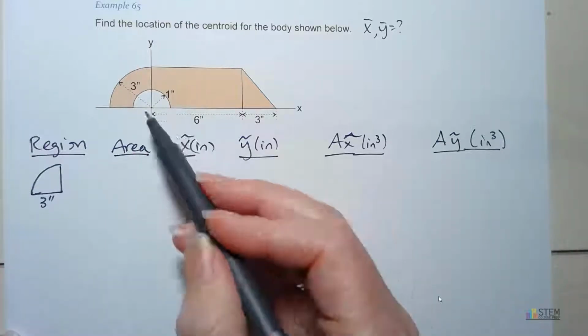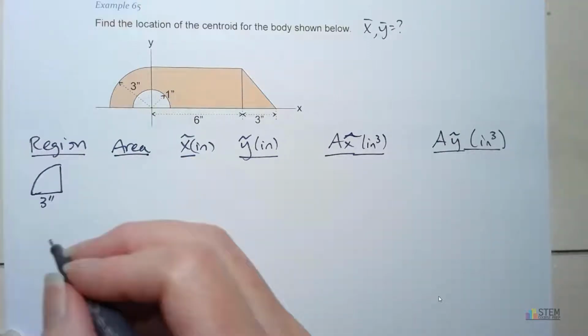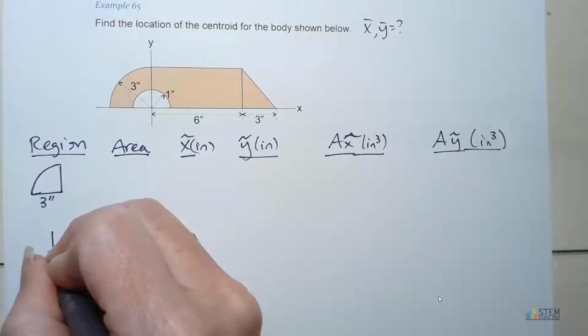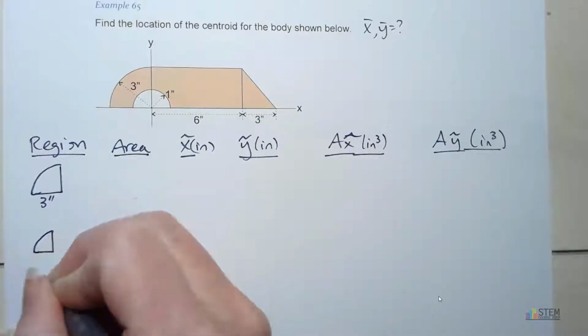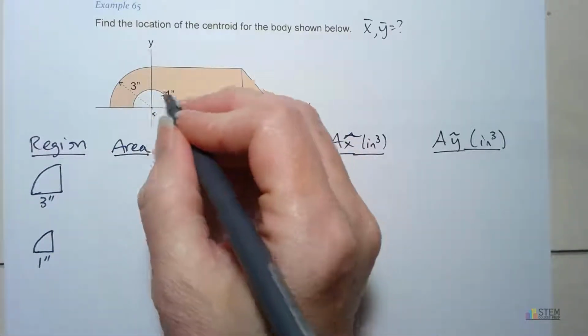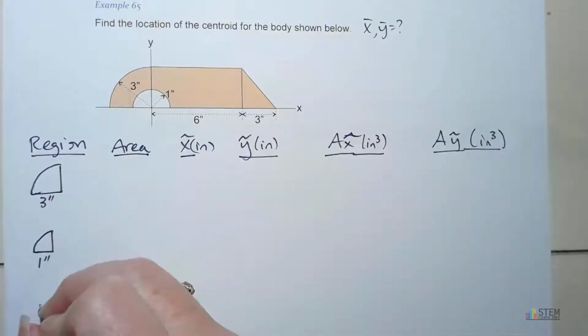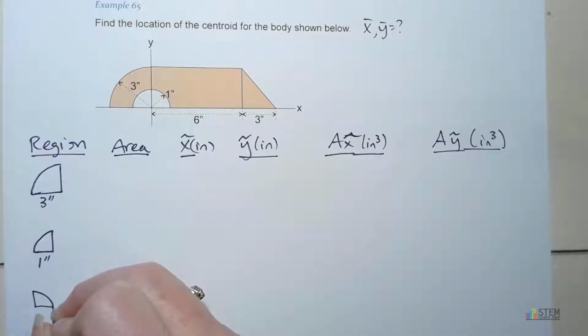Next we've got this quarter circle here that was cut out. Let's write that one down next. And that's 1 inch. Now we've also got this quarter circle here. So let's do that one. It's cut out, and we'll have to keep that in mind when we do the rest of the table. But for now, just put the shape and then 1 inch.